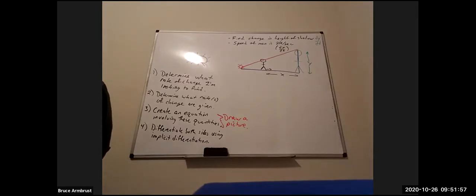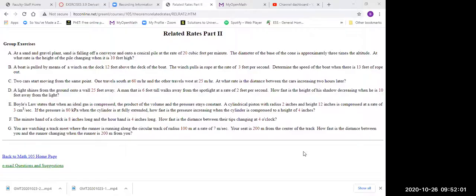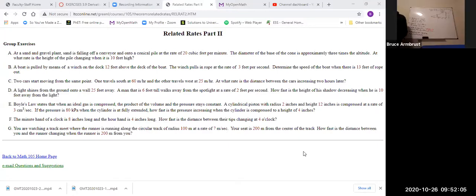May not remember everything about it, so let me just pull it up again. 10 feet away from the light. Oh no, right. That's what we're looking for. Never mind. So it says, the light shines from the ground onto a wall 25 feet away. So there's a distance that we know. We know that this distance all the way across is 25 feet.